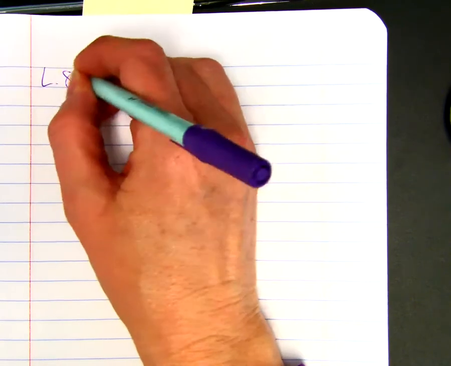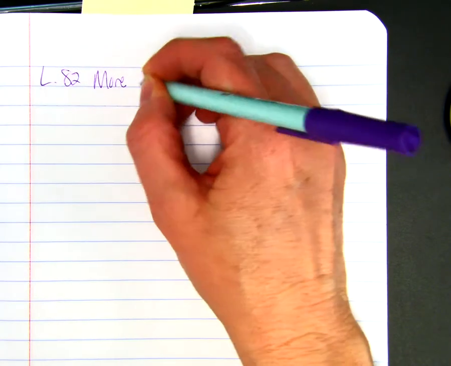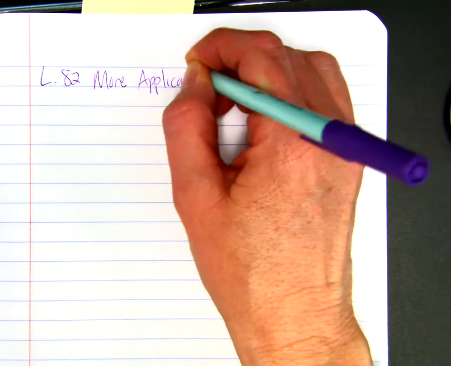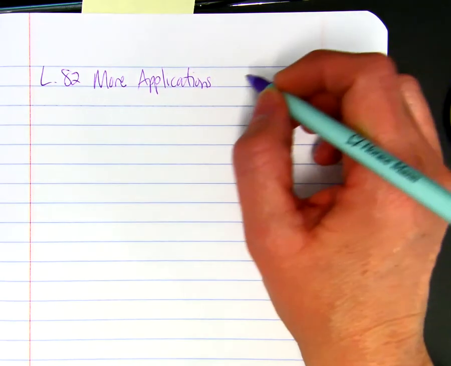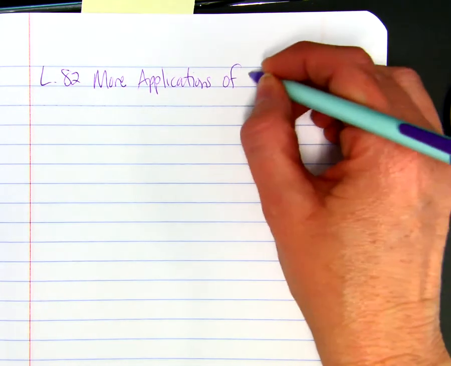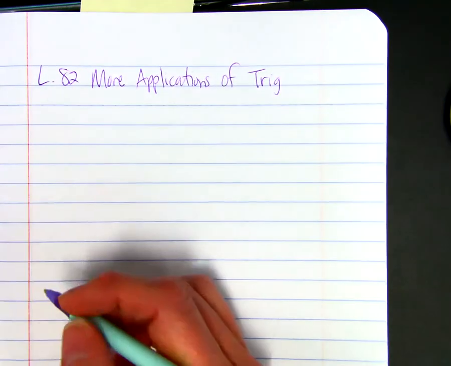Lesson 83 is pretty long. 82 is more applications of trigonometry. I'm just going to write trig instead of trigonometry.